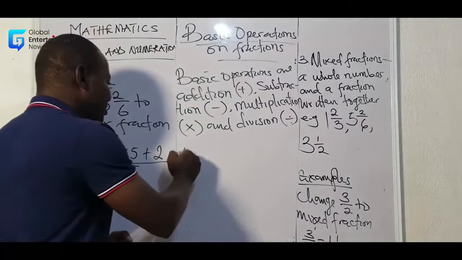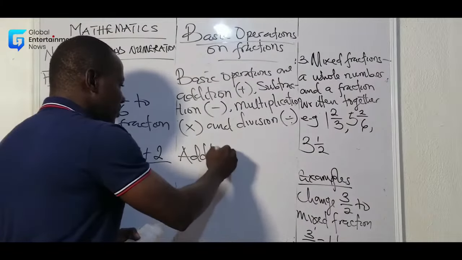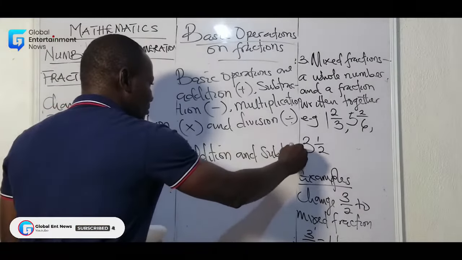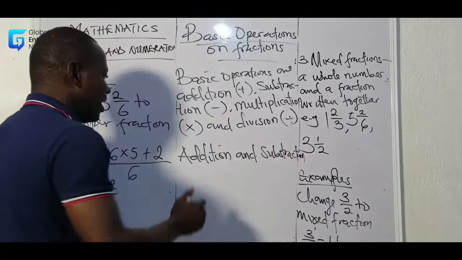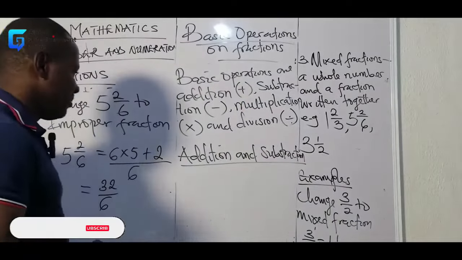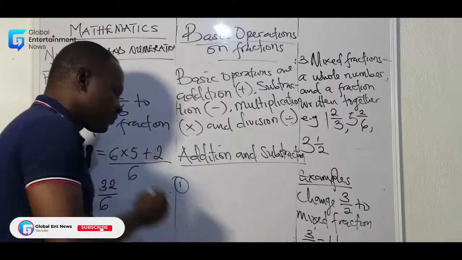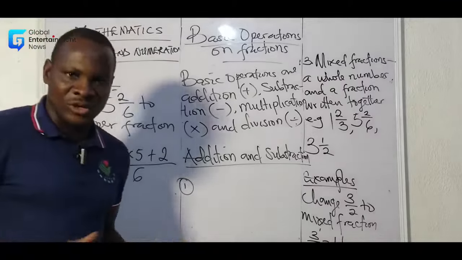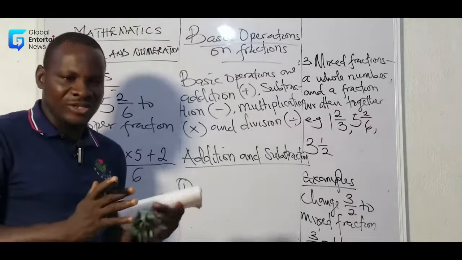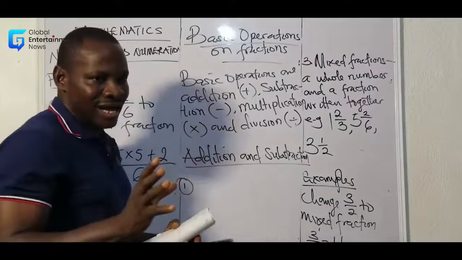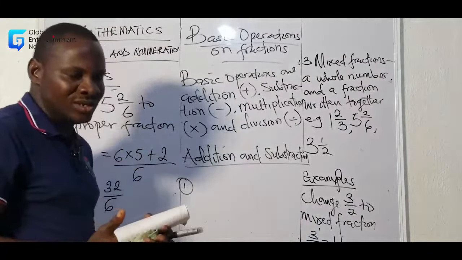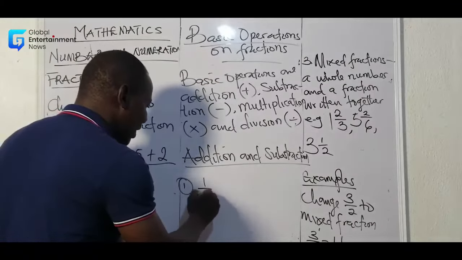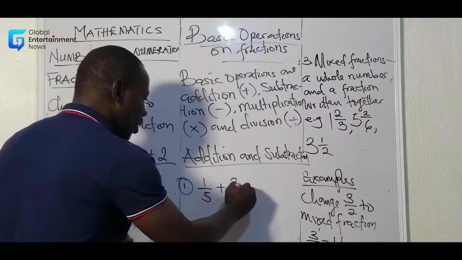So let's quickly talk about addition and subtraction under fractions. Now, let me give you an example. Rule number 1 says, once we have common denominators, we write down just one of the denominators, and then we sum up the numerators. Like this: 1 all over 5 plus 2 all over 5.